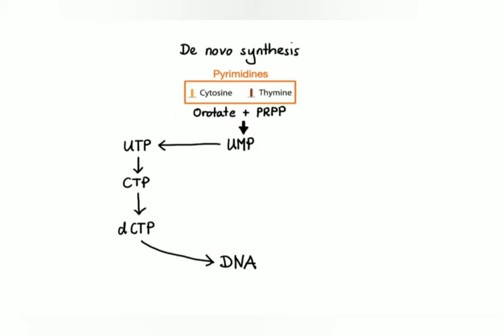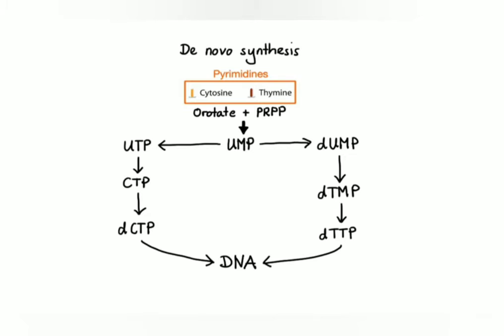Alternatively, UMP can be reduced to deoxy-UMP and then converted to deoxythymidine monophosphate, dTMP for short, by an enzyme called thymidylate synthase. In the final step, dTMP is converted to deoxythymidine triphosphate, dTTP for short, which is incorporated into DNA.